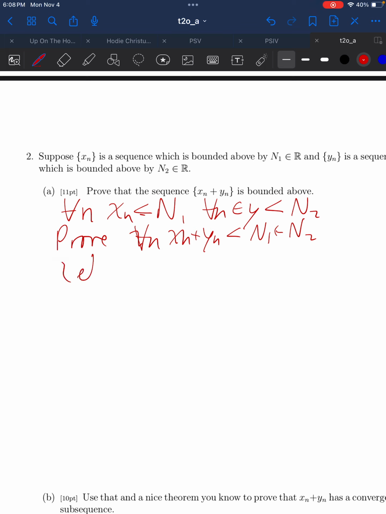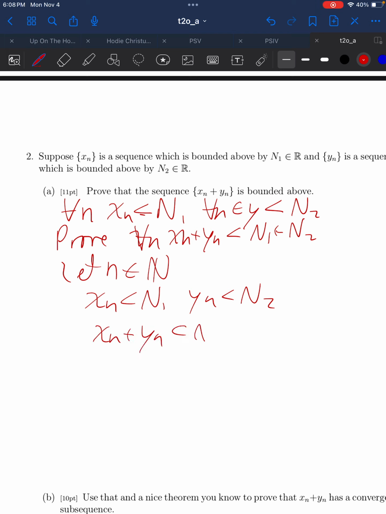How do you prove that? You choose n. Let n be in the natural numbers. We know that xn is less than N1. We know that yn is less than N2. So if we add them, xn plus yn is less than N1 plus N2. And these should really be less than or equal to. That's it. That was an extremely straightforward use of our proof techniques. It did require recognizing that these two inequalities suggested this one.